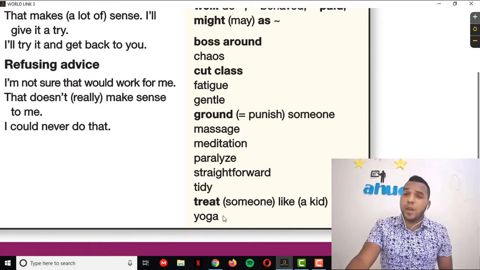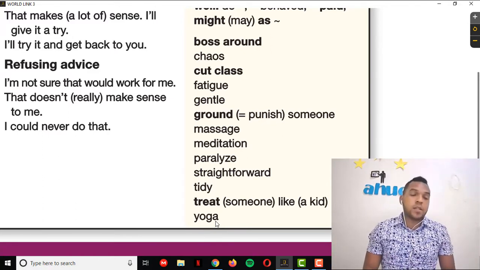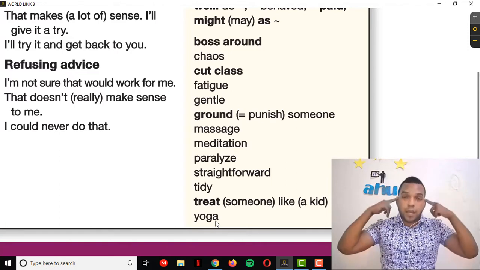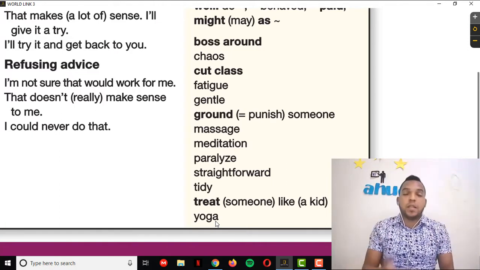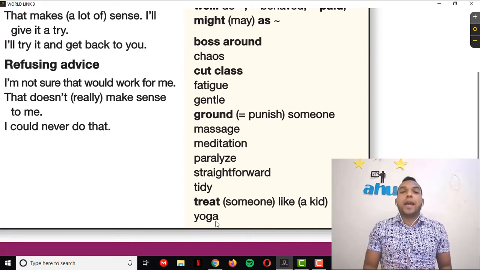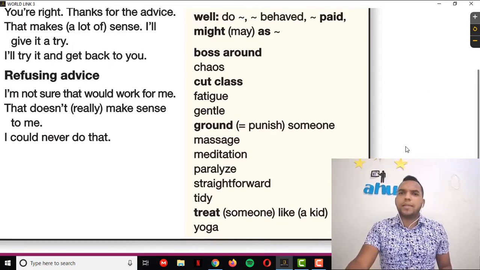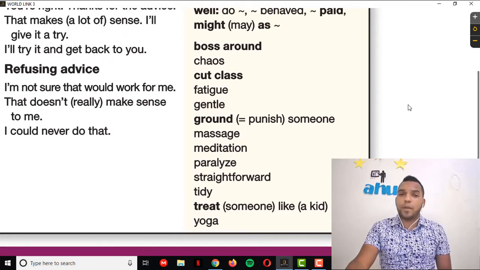The last one is yoga. If you know about yoga, this is a really good sport that you can practice if you want to keep your mind and your body connected. It helps you a lot to be efficient. And actually that was it, guys. So the vocabulary is very simple.